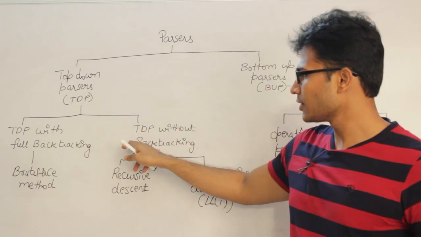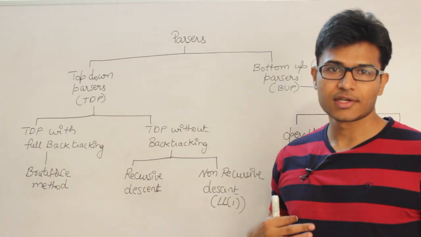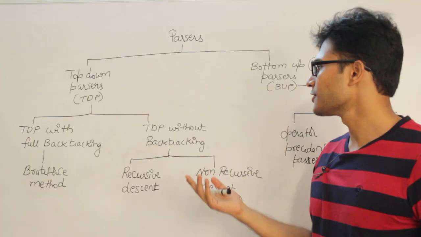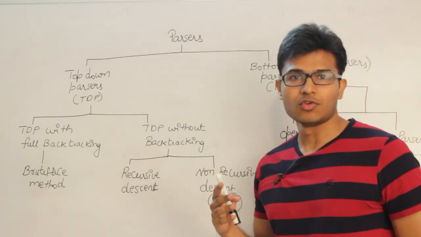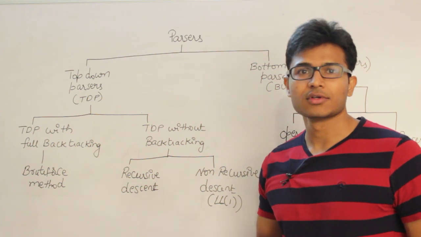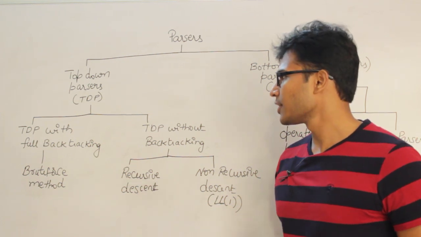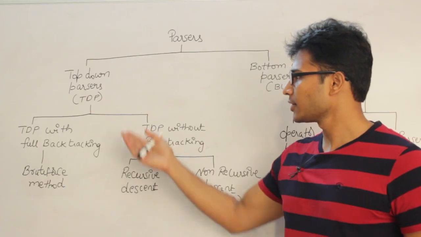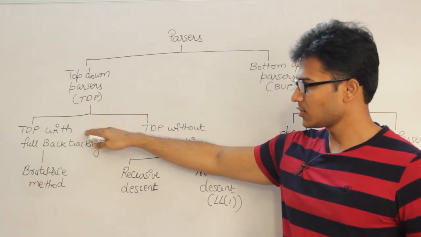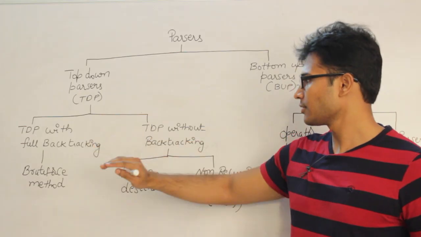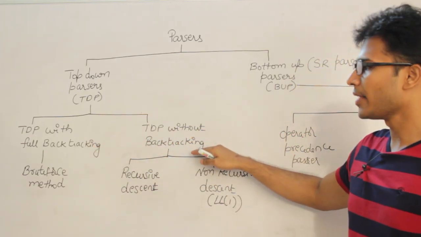So coming to this point, various textbooks have various conventions and they follow various methods, and I am following this. Maybe in the book by Aho, Ullman, Ravisethi, the compiler book, the Dragon book, they follow a different convention. You can follow anything, but I am following this. So top-down parsers are of two types: one is the top-down parser with full backtracking and the other is the top-down parser without full backtracking.